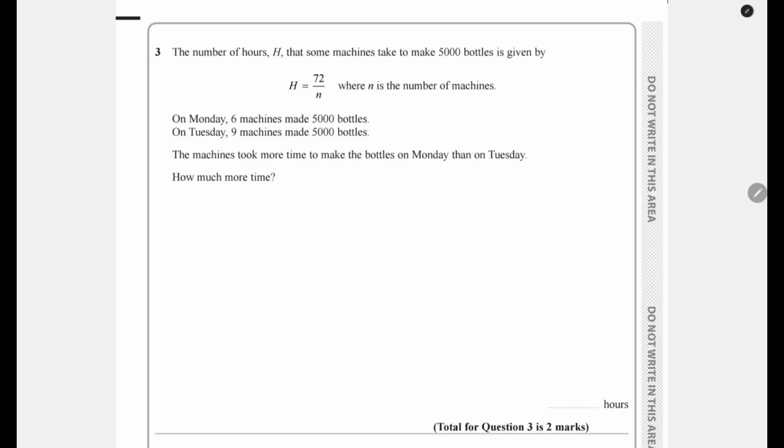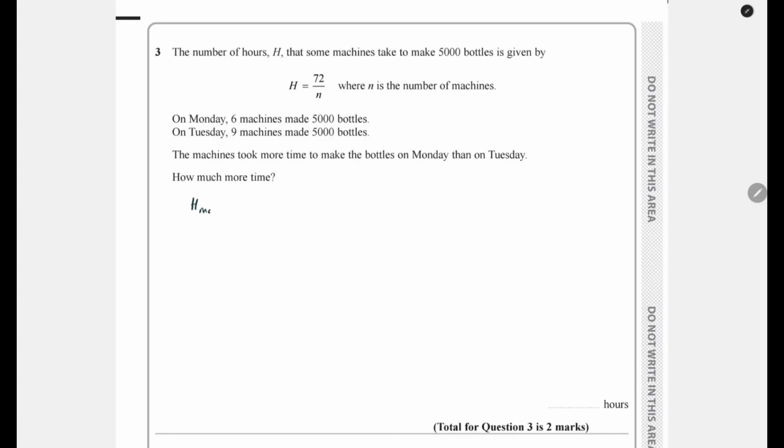Question 3. The number of hours H that some machines take to make 5,000 bottles is given by H is equal to 72 over N, where N is the number of machines. On Monday, 6 machines made 5,000 bottles. On Tuesday, 9 machines made 5,000 bottles. The machines took more time to make bottles on Monday than on Tuesday. How much more time? Well, let's work out what H is for each day.